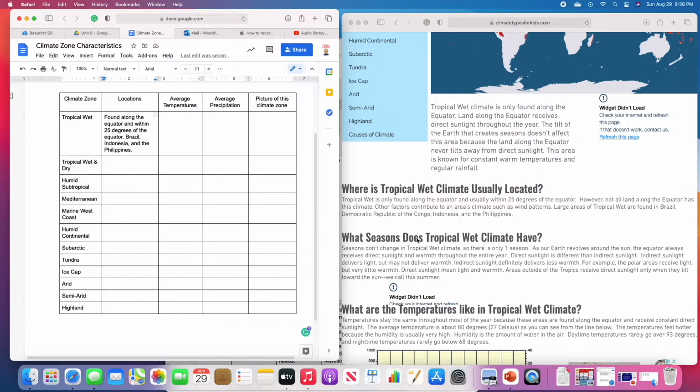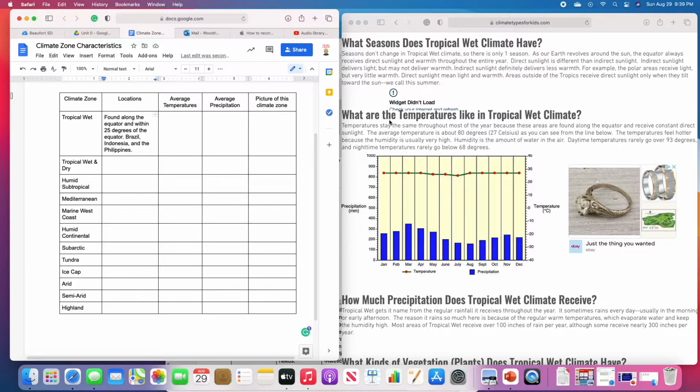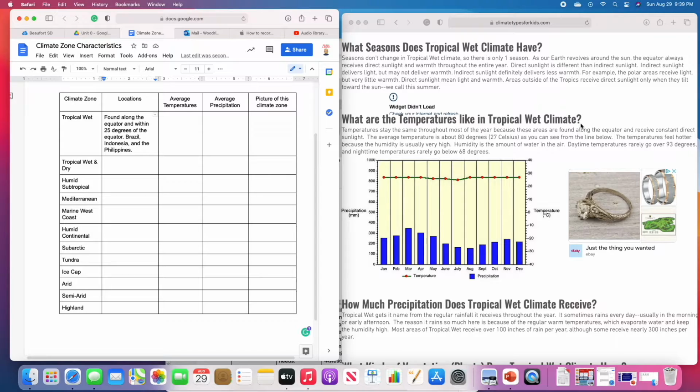So now we're going to go and take a look at the average temperatures. So here we are. What are the temperatures like in tropical wet climate? Temperatures stay the same throughout most of the year because these areas are found along the equator and receive constant direct sunlight. The average temperature is about 80 degrees or 27 degrees Celsius, as you can see from the line below. The temperature feels hotter because the humidity is usually very high. Humidity is the amount of water in the air. Daytime temperature rarely goes over 93 degrees and nighttime temperatures rarely go below 68 degrees.